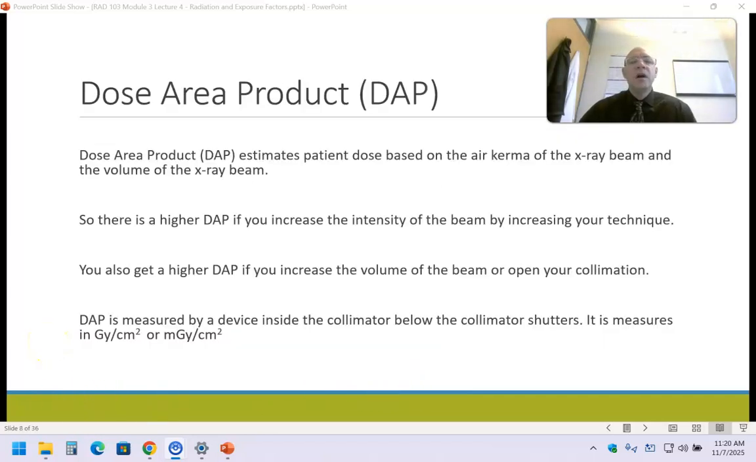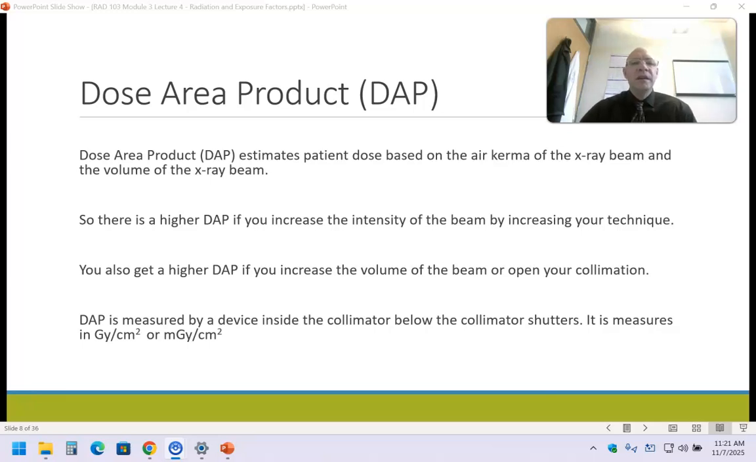So I've mentioned collimation recently about how it's important to collimate appropriately, because that's going to bring down your exposure index. I've also mentioned collimation with regards to developing or the processing of your image. If you've not coned well enough, it's going to throw off your histogram. So collimation is an important part of being an x-ray tech. And I wanted to mention something called dose area product.